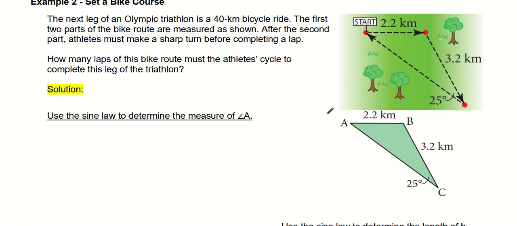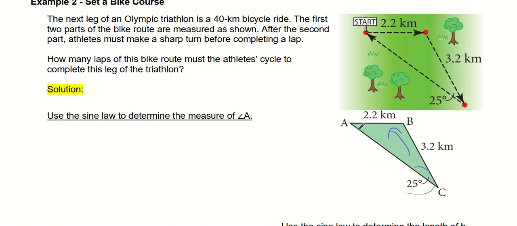And I can tell right away I'm using sine law. How do I know? Because I have this angle here, and a corresponding side right over there. So angle and side are both given, and I know I can use sine law because I have both those pieces of information. Sine law is a very easy equation to use and to memorize. So the first thing to do is use sine law to determine the angle of A.